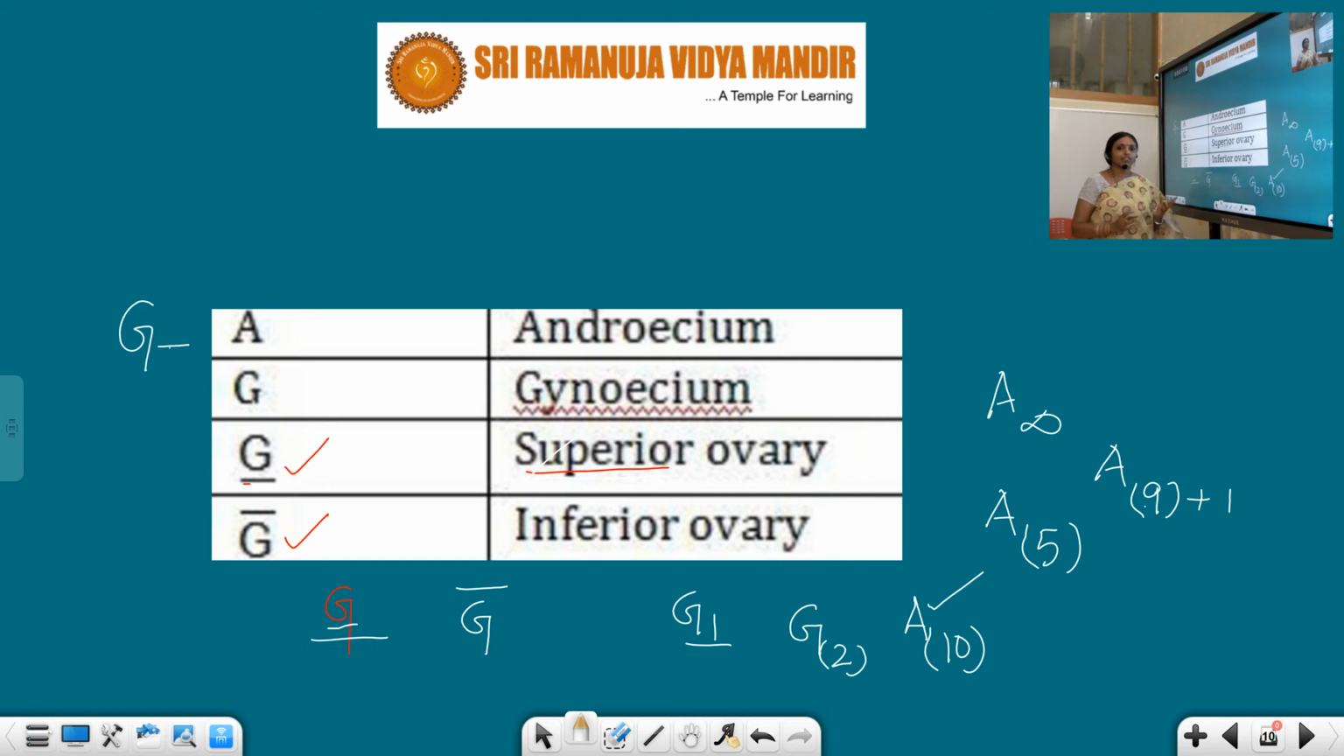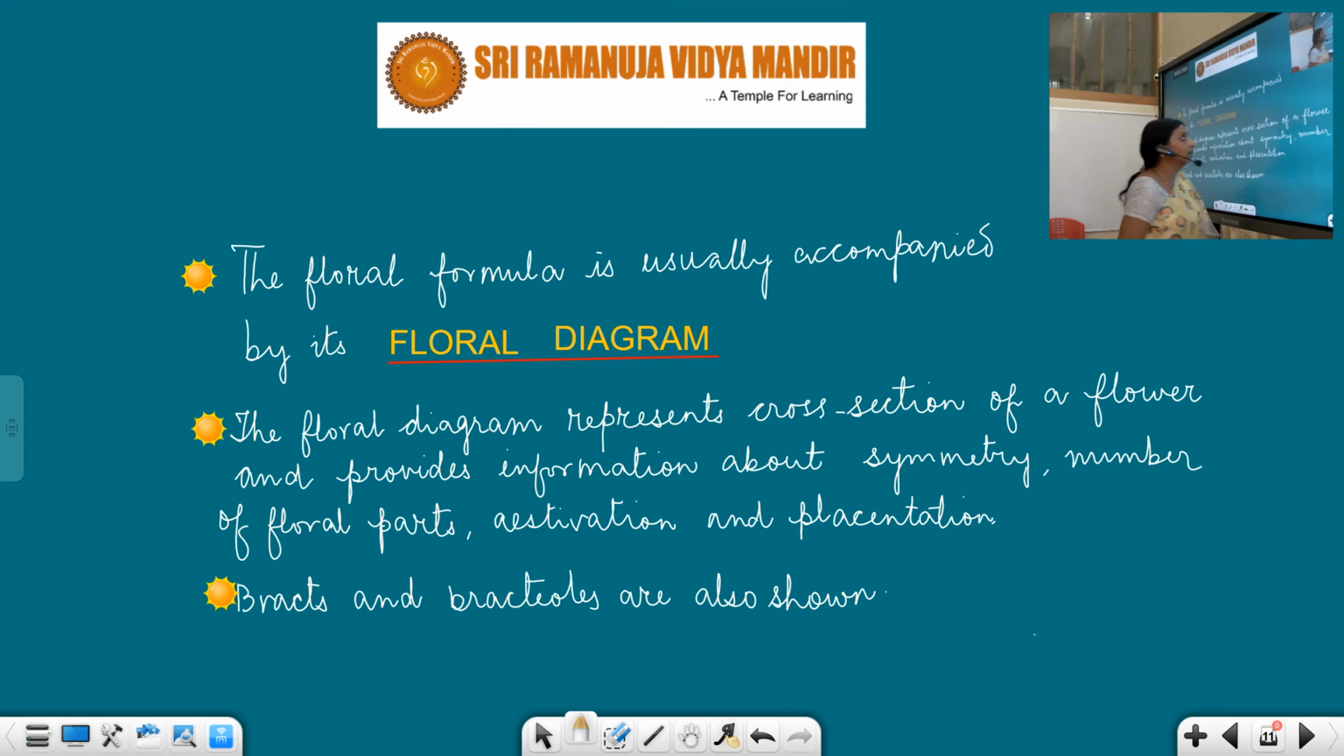The flower should be described in a brief and very simple manner, using some symbols, some numbers and some alphabets. Using all these, we can describe a flower. Here we have described the symmetry, the fusion, the cohesion, the adhesion. Everything can be described in this floral formula. Now let's see, the floral formula is usually accompanied by a floral diagram. So let's see what a floral diagram is.